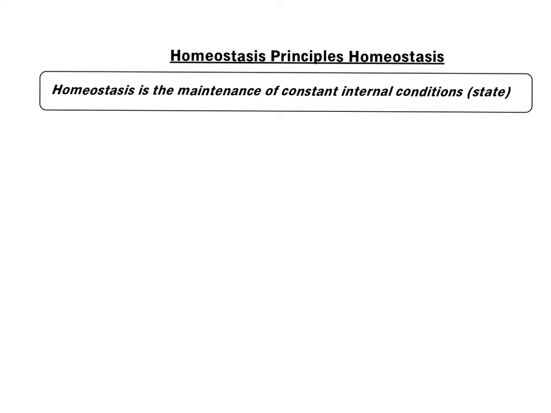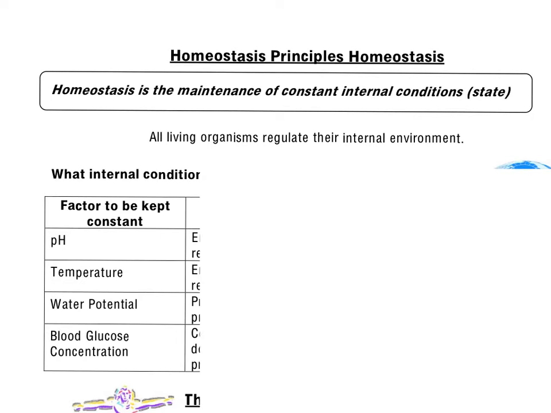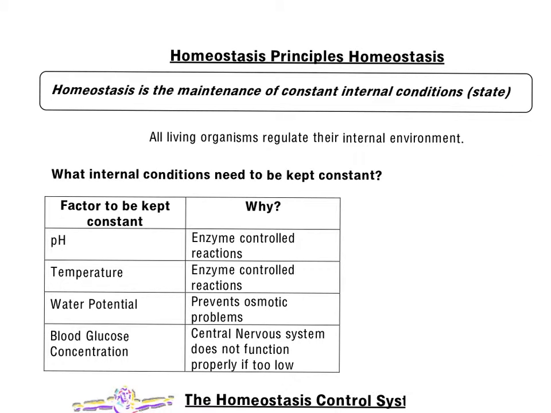Well, the long-winded version is this. It's the maintenance of constant internal state. In other words, keeping internal conditions the same. All living organisms have to do this, and particularly with respect to the likes of pH, which you could then link back to AS1, temperature, AS1 enzymes, water potential will obviously prevent the lysis of cells. Maybe going back to GCSE, we need to regulate our blood glucose concentration.